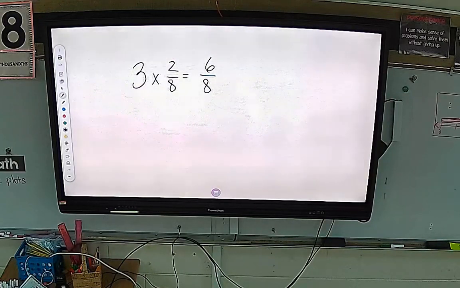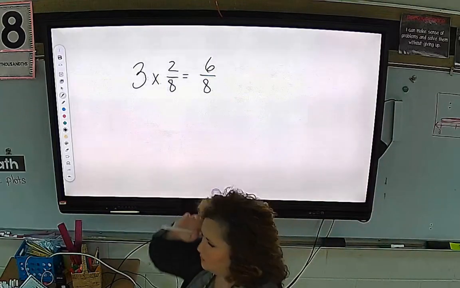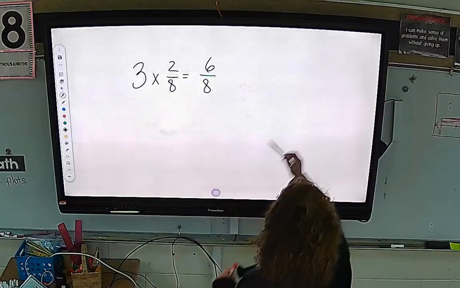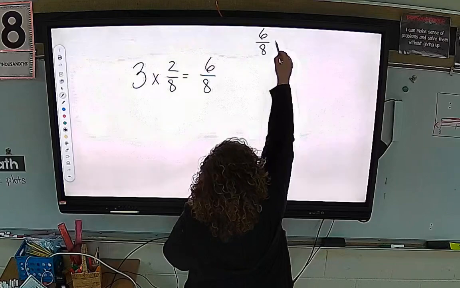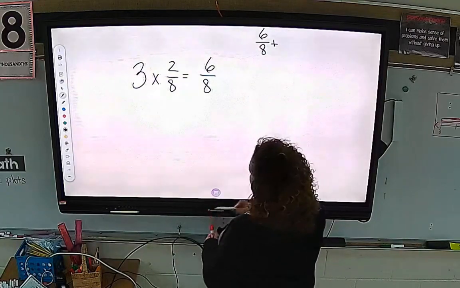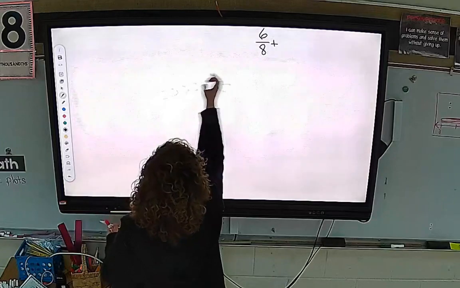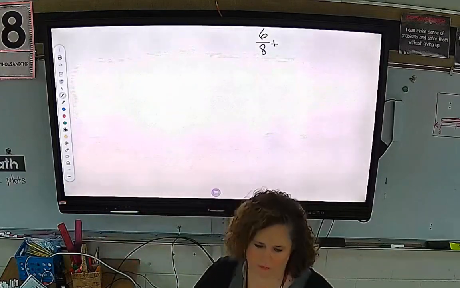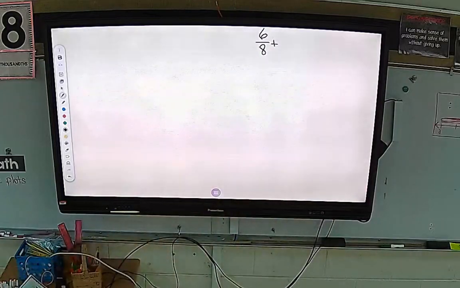So right now, we might have a big improper fraction. That's okay. So we've got 6/8. Where could we put that? I'm just going to tuck that up here at the top of my board so I know that I'm going to add that to something. Okay, so I don't need this anymore. I'm going to put all my answers up here so I know to add them together. All right, what's the next one going to be?